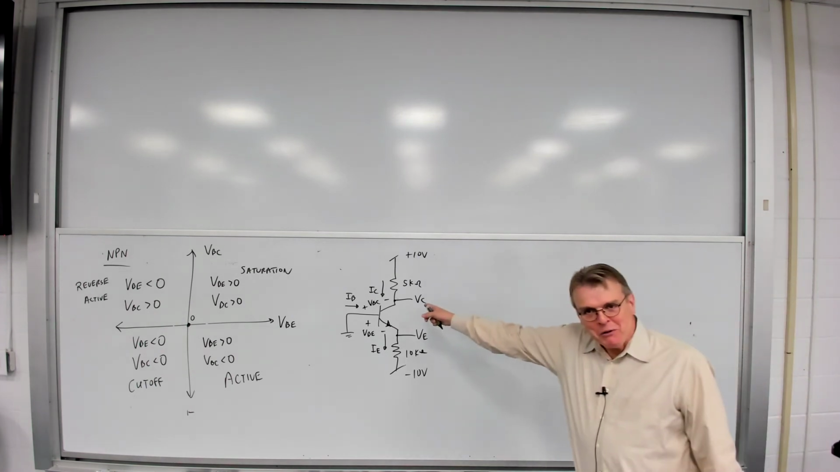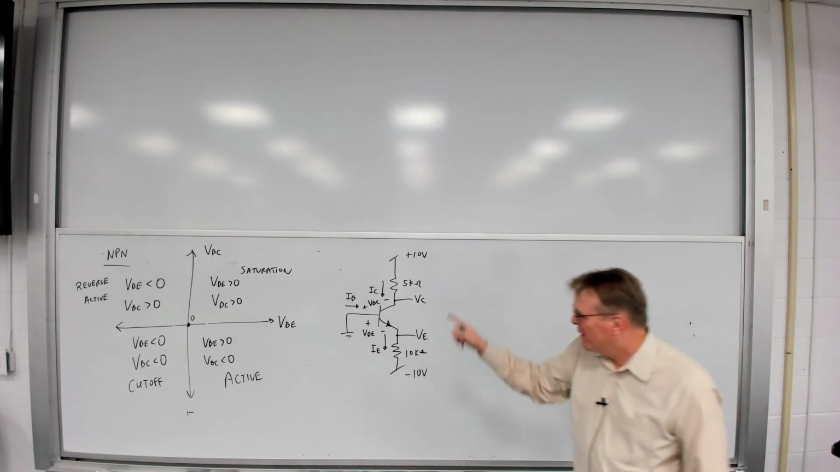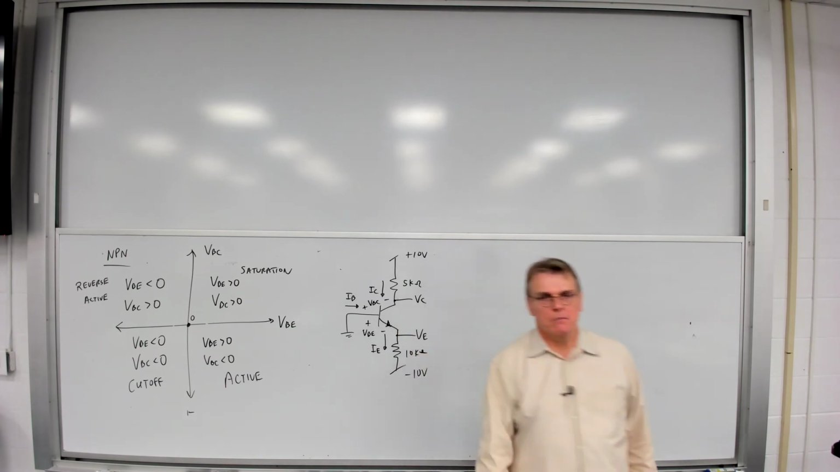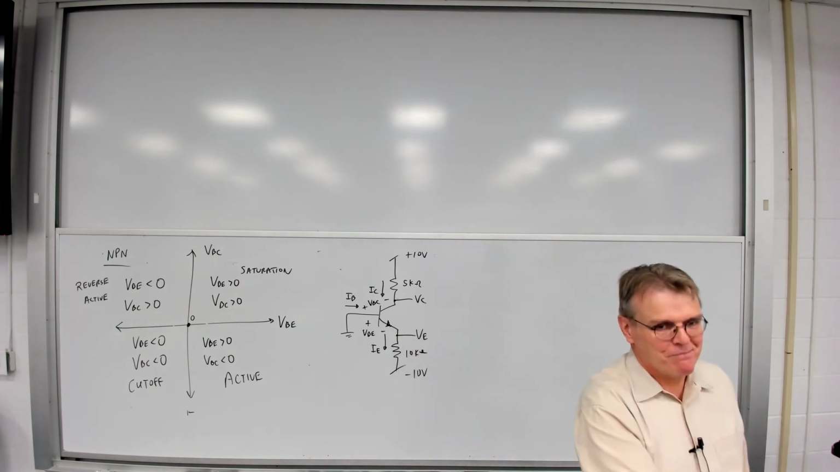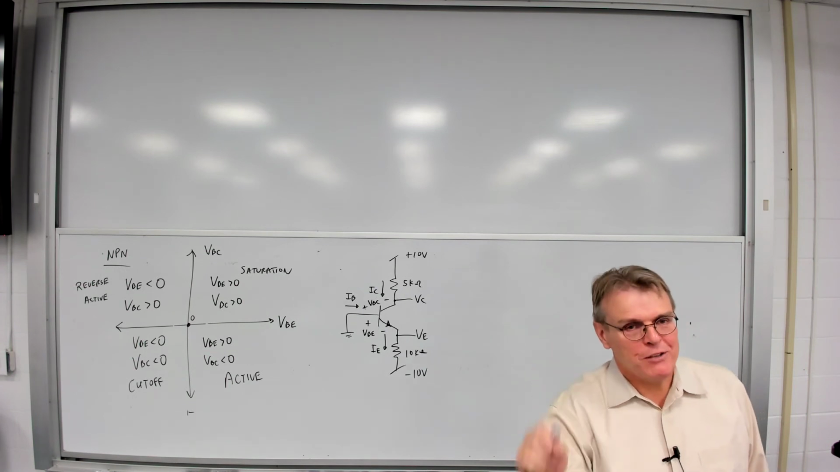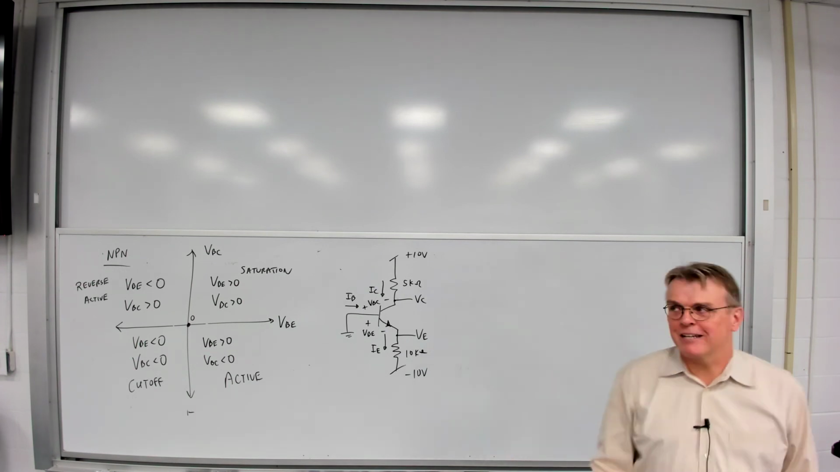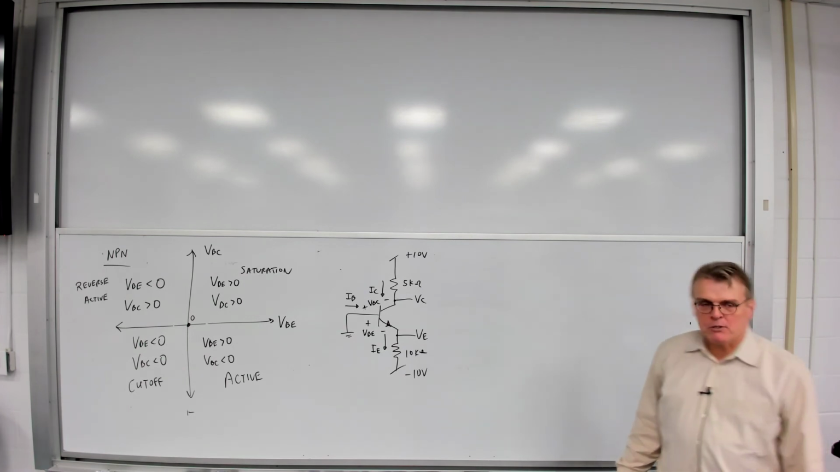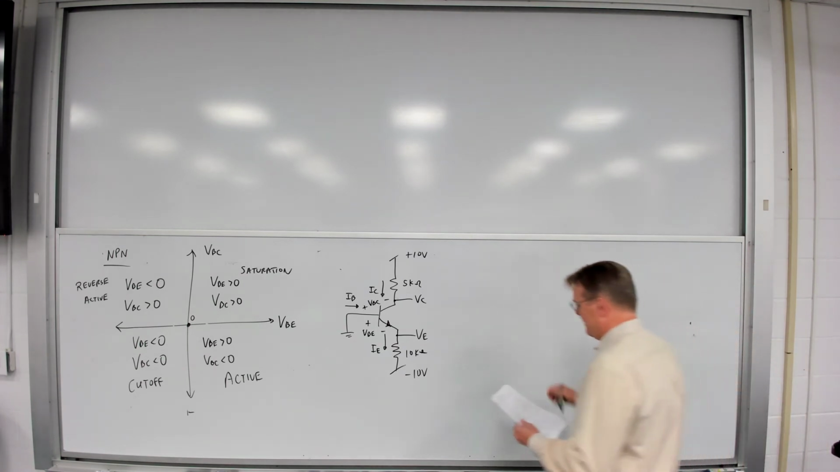What do I have to do? And we've already seen this before. Given a device and you don't know the region of operation, what do you need to do? Make an assumption, do the calculations, check the boundary conditions, and make sure your assumption was correct. Exactly the same thing we saw before. Okay?